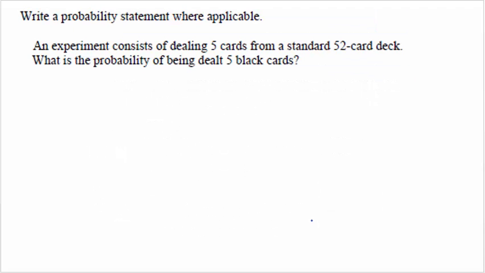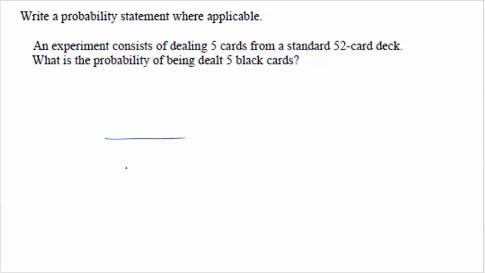Okay, now this is just like the lottery problem, so I'll come back to it if we have time. I want to make sure I get to a couple other things first. Write a probability statement here. An experiment consists of dealing 5 cards from a standard 52 card deck. What's the probability of being dealt 5 black cards?